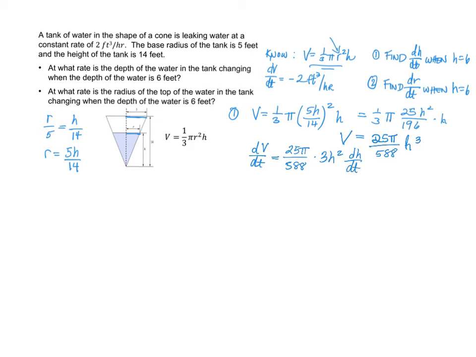All right, so what do we know? We know that dv over dt is -2, so I'm going to plug that in. And we're trying to figure out what dh over dt is when h is 6, so I'm also going to plug that in. And now I'm going to solve for dh over dt. So get your calculators out and attempt that.